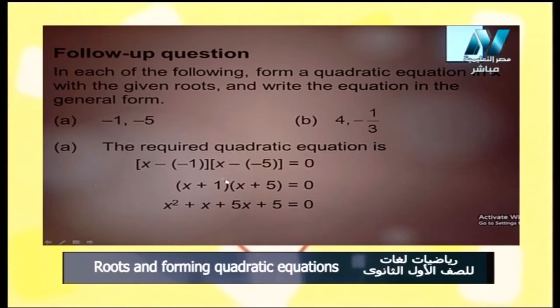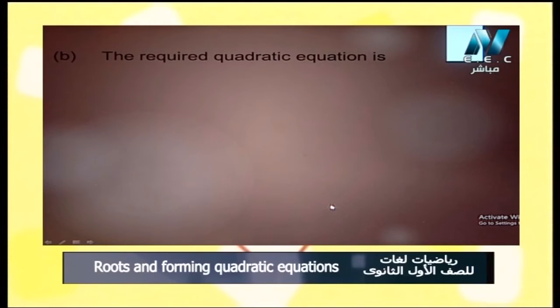Here, if we would like to expand it, we multiply x by x. The answer will be x power 2, and x multiplied by 5 equals 5x. Then we multiply 1 by x. The answer will be x, and 1 multiplied by 5 equals 5, and the answer equals 0. And we would like to simplify it more. So 1x plus 5x will be 6x here, and the resulted quadratic equation will be x power 2 plus 6x plus 5 equals 0. Let's move to the next slide.